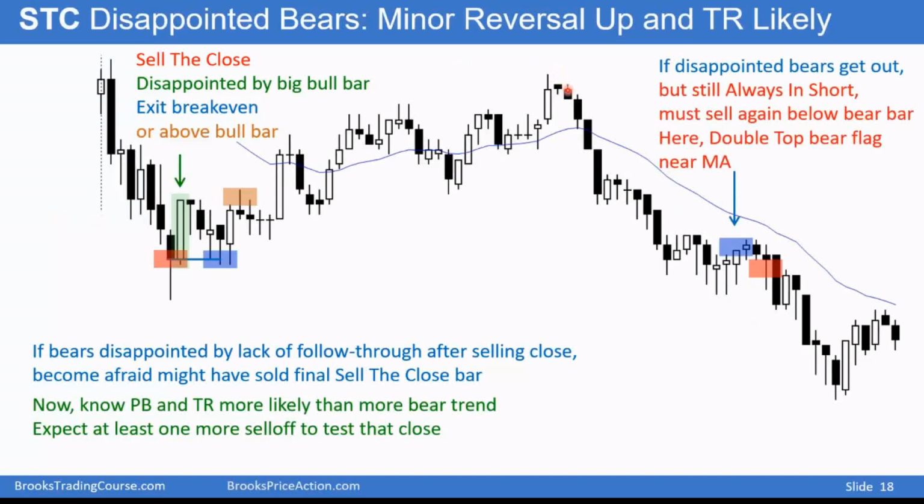Take a look at this. We have another very strong bear trend. And let's say you're a bear and you sold closes either here or here, and you're disappointed by this or that. And let's say you get out above a bull bar, above this bull bar, or above that bull bar. It's still always in short. And if you're trying to stay in the market all the time, you have to sell again below a bear bar. You could sell below that bear bar or below this bear bar to get back into the market.